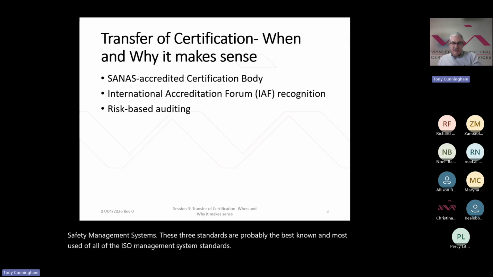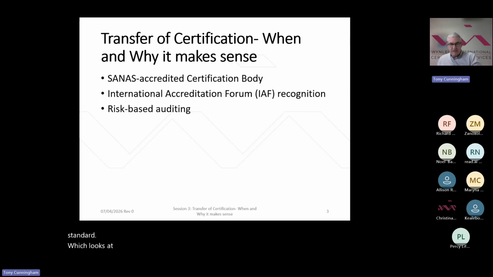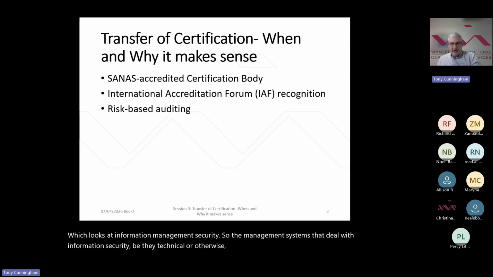Gaining a lot of traction is ISO 27001. We also are accredited to offer certification of that standard, which looks at information management security. So the management systems that deal with information security, be they technical or otherwise, are governed under that particular standard and associated legislation. And SANAS mandates us through our accreditation to issue certificates in that regard as well.